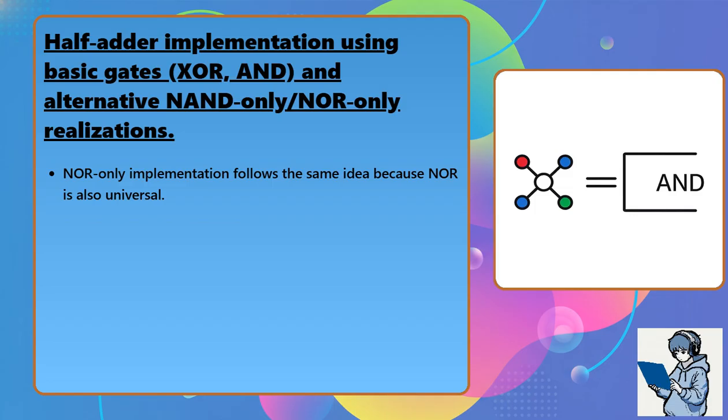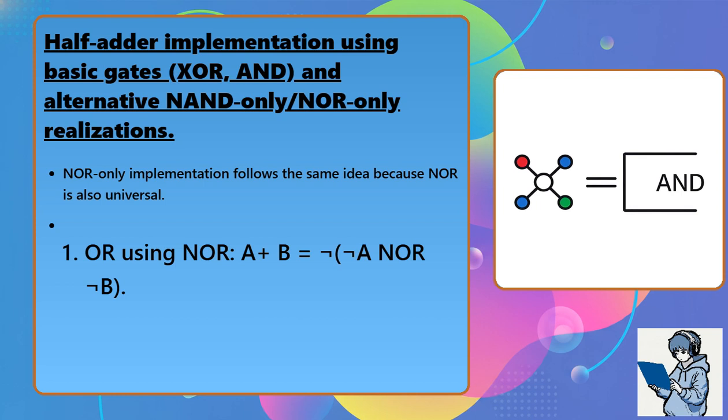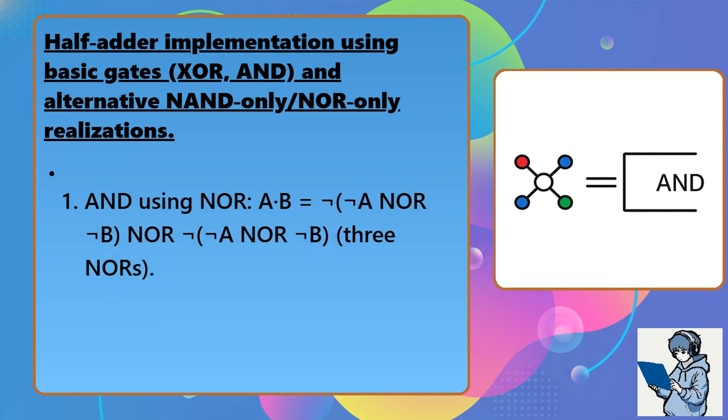NOR only implementation follows the same idea because NOR is also universal. 1. OR using NOR. A plus B equals NOT (A NOR B). 2. AND using NOR. A dot B equals (NOT A) NOR (NOT B).